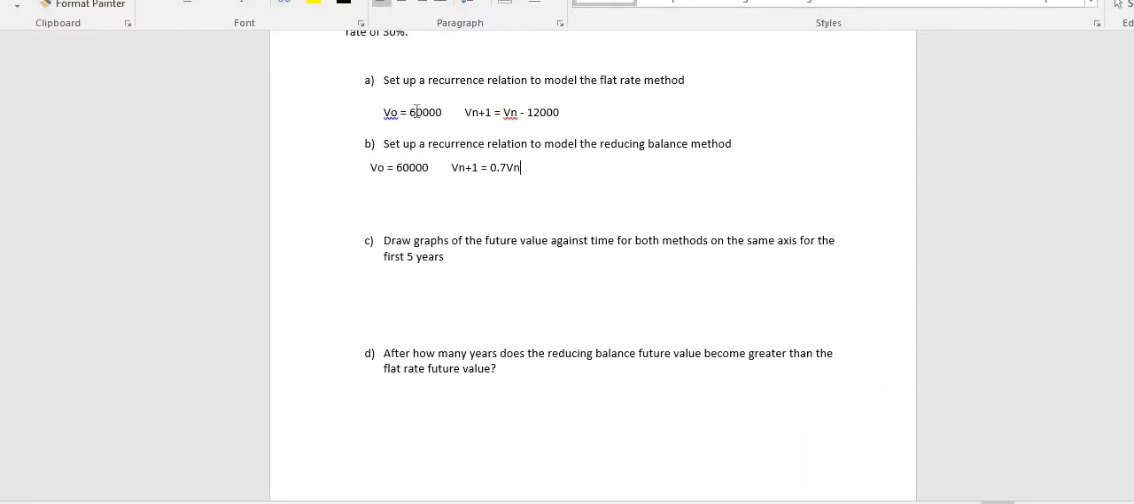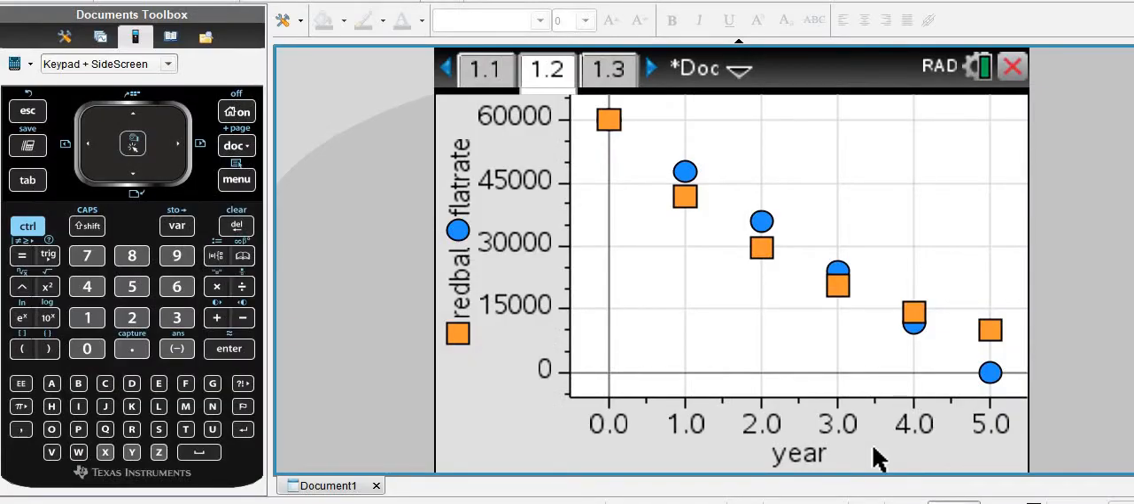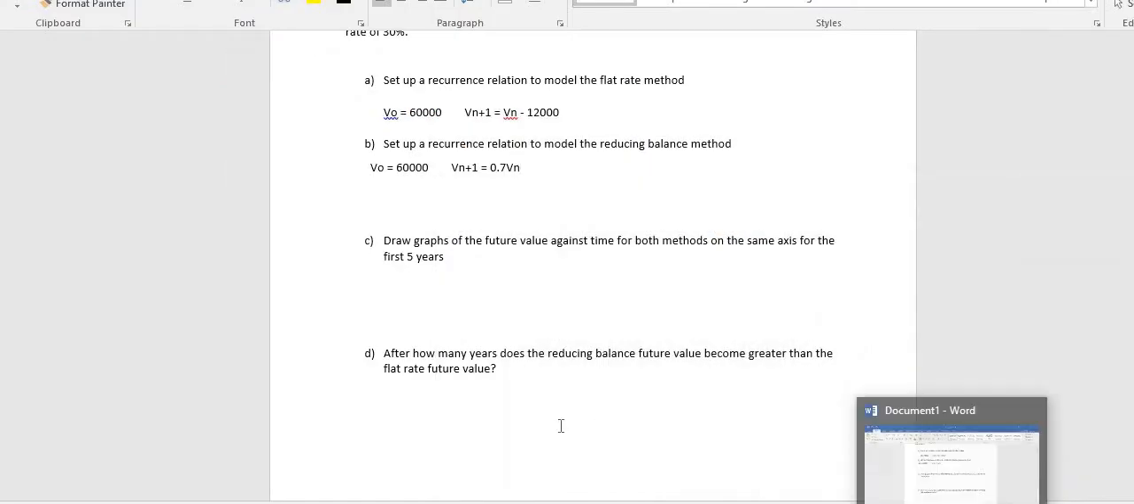So let's look at what we've answered so far. So part A, we set up a recurrence relation for flat rate. Part B, we set up a recurrence relation for reducing balance. Remember the key part here, 0.7. You're reducing by 30%. Okay, that's the key difference. We've drawn our graphs of the future value against time for both methods. Okay, here's our graphs of future value against time for both methods.